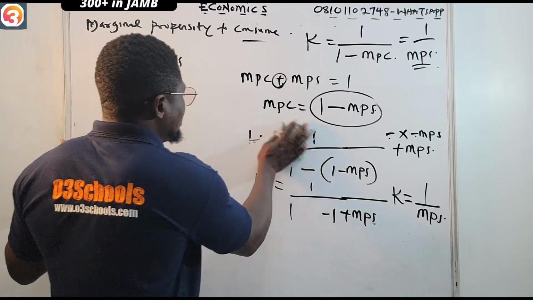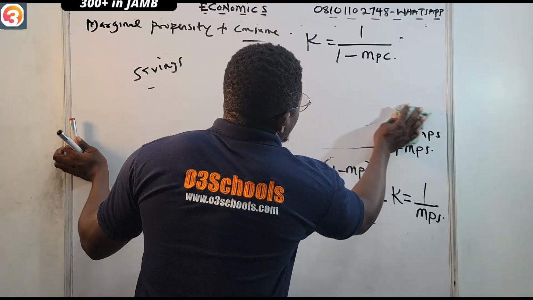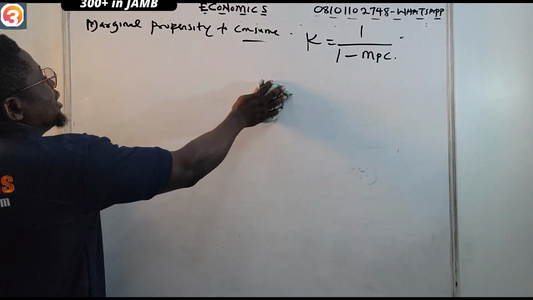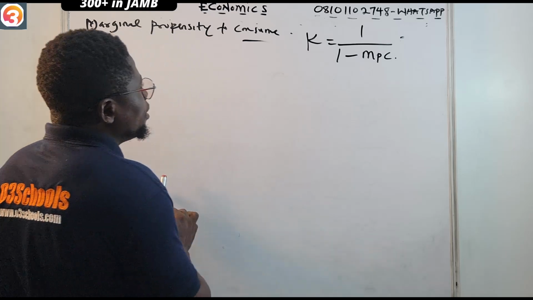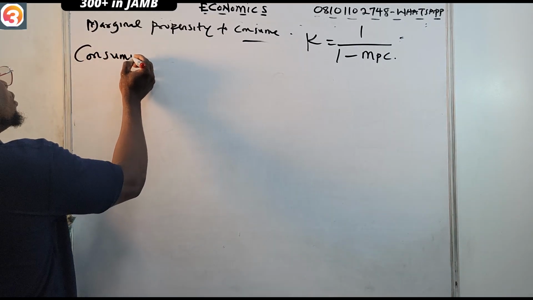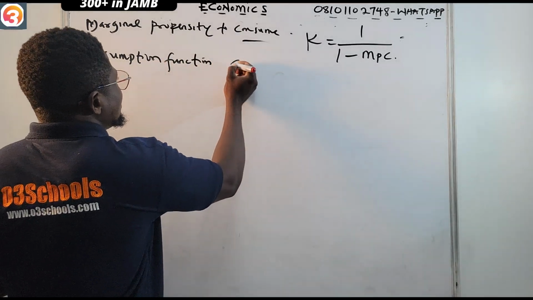But the main problem is how we got this K equals 1 over 1 minus MPC. How do we arrive at K equals 1 over MPC? We know that from the consumption function, C is equal to what?